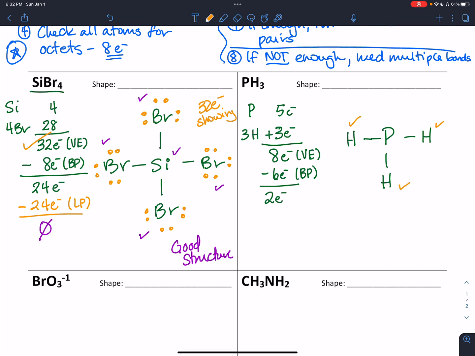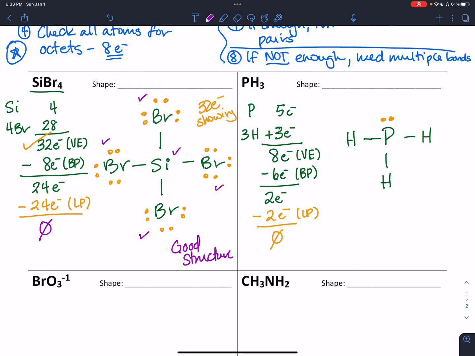So all 3 hydrogens with that 1 bond are happy. Now phosphorus has 1, 2, 3 bonds around it, so that's 6 electrons, but it wants 8. So phosphorus needs 2 more electrons. In total, I need 2 electrons to make this structure stable. So I go check my total, and I have 2 electrons, right? Which means that those 2 electrons are going to go in as lone pairs on the atom that needs them, which in this case is going to be phosphorus. So I'm going to put those 2 electrons right there. And that means in the end, I've used up all of my electrons.